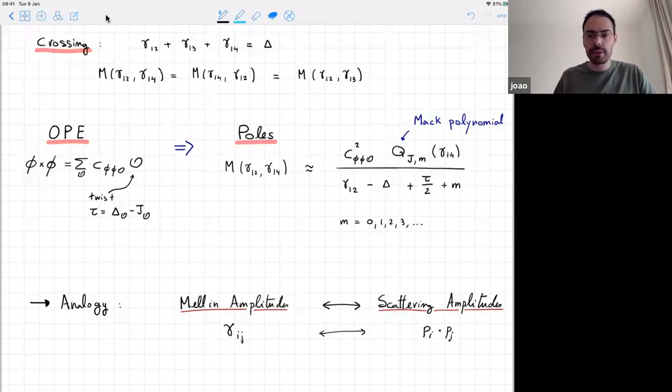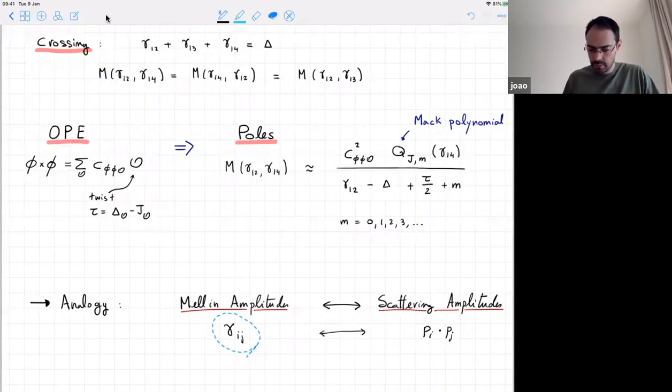Okay, and so in this language, Mellin amplitudes and scattering amplitudes become very analogous, and the analogy goes to these variables. You think of the scattering amplitude as a function of the Lorentz invariants, the inner products of the momenta, Mandelstam invariants, and the Mellin amplitudes as a function of these gamma ij values. So they have poles with polynomial residues, and they have explicit crossing symmetry by permuting the variables. Okay, so this is what Mack already explained, and we've been using for already 10 years.